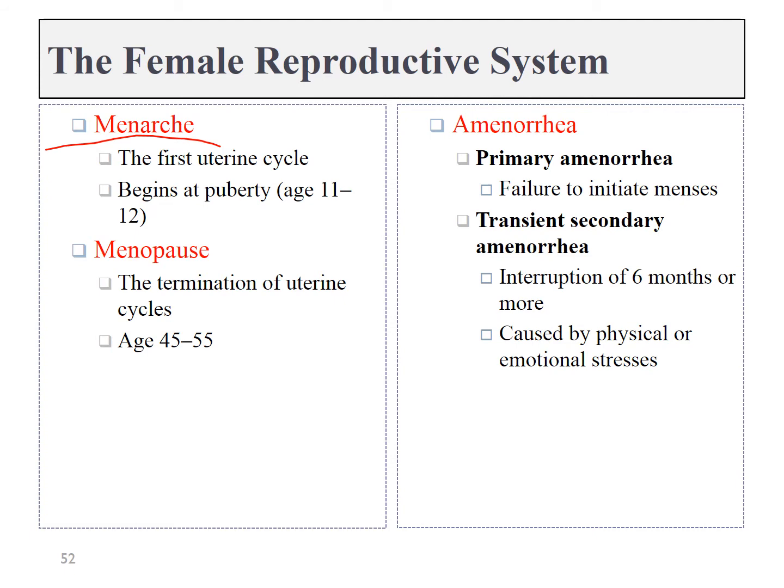Eventually, the ovaries will run out of follicles. There's only a certain number, which is different from the stem cells in the male testes. Hence, around the age of 45 to 55-ish, women will undergo menopause, or the cessation of the production of estrogen and progesterone, which will stop the uterus from undergoing its monthly cycle.